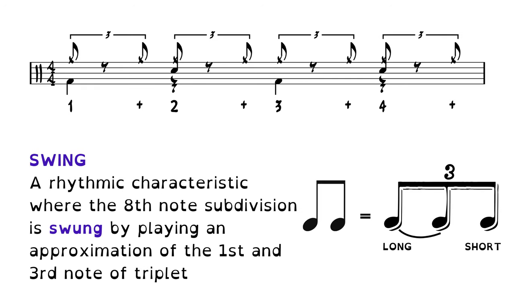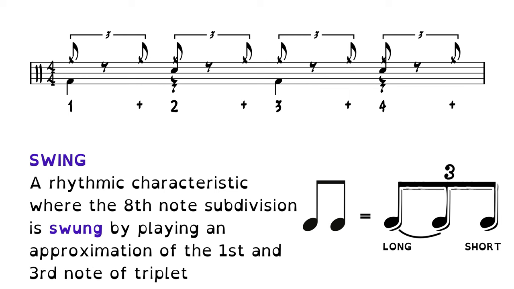Now swing is a rhythmic characteristic and many people confuse it for the genre of jazz. However, swing can be found in many genres, so it's more of a rhythmic characteristic than a genre within itself. Although there is a genre called the swing era, which might confuse things. Now, swing can be felt in different ways too, so many different musicians feel their swing.